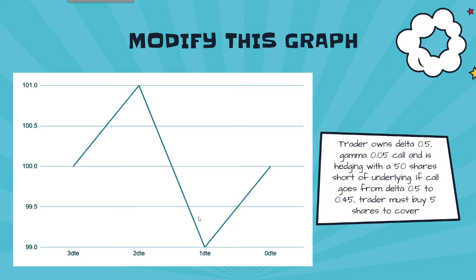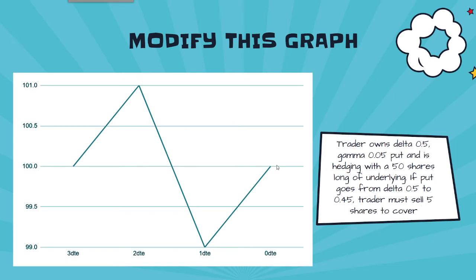You've lost money on your option, but you gained money on your 50 shares short. So you lost $50 on your option, but you gained $50 on your short position. That's because you're neutral. But now, in order to remain neutral, you have to buy 5 more shares to cover because your delta has been reduced on your call option. Do you see that? Because you're covering 5 shares, it comes back to the pin. So this is why pins happen.